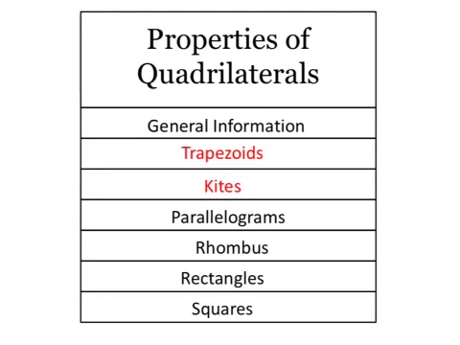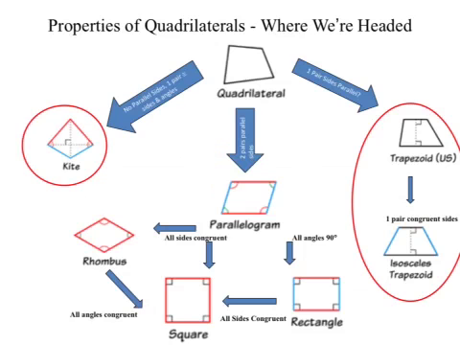Okay, so on your foldable, you're going to put half of this on trapezoids and half of this on kites, so that you have some way to organize all your thoughts about all these theorems and everything like this. So this is what we're concentrating on today.